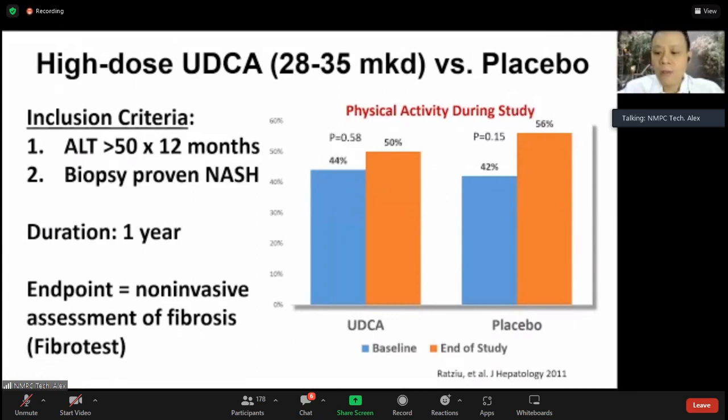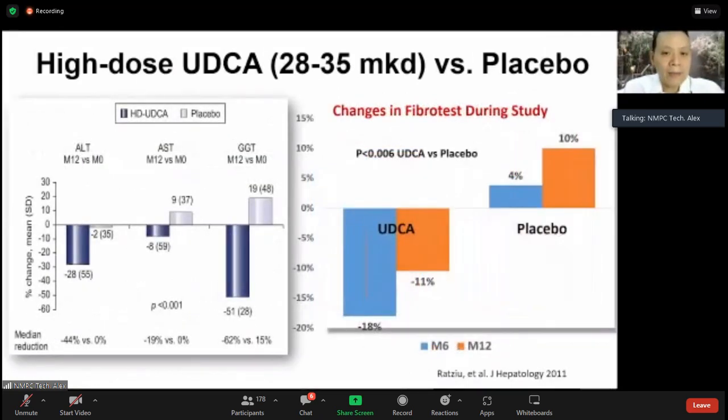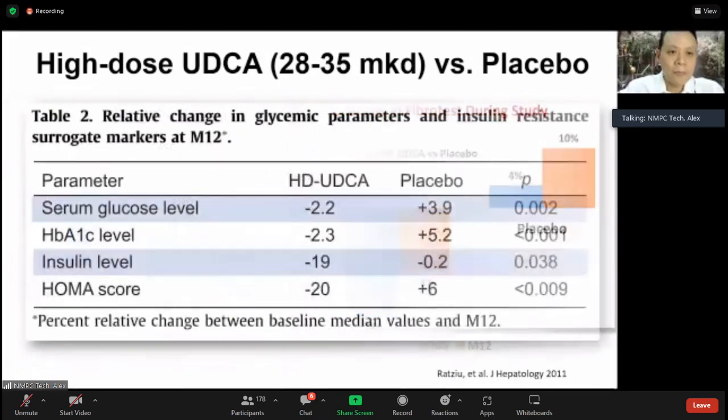So the endpoint here is not a histologic endpoint, but rather using a non-invasive way of testing the fibrosis, and that is the FibroTest. And you can see that in this study, biochemically, using a higher dose of your UDCA, the ALT, AST and GGT levels were all significantly improved compared to your placebo group when you give UDCA. Now, also important is that there was a significant change in the FibroTest results, a significant decrease in the UDCA group compared to increases in your placebo group.